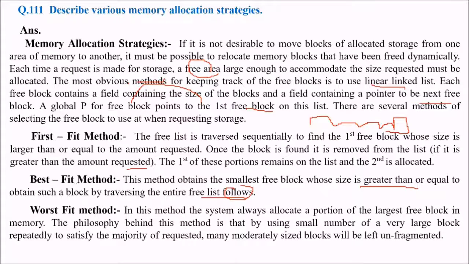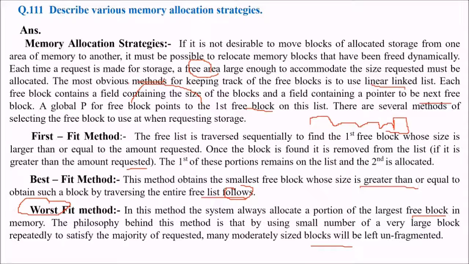The worst fit method is one in which the system always allocates a portion of the largest free block. That is why it is called worst in memory. The philosophy behind this method is that by repeatedly using a small number of very large blocks to satisfy the majority of requests, many moderately sized blocks will be left unfragmented.